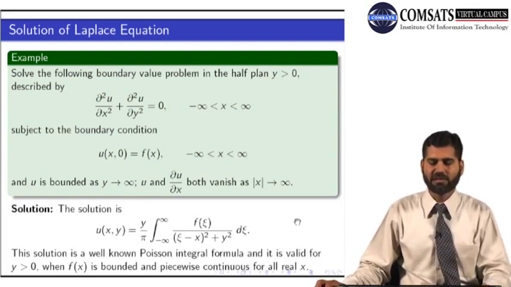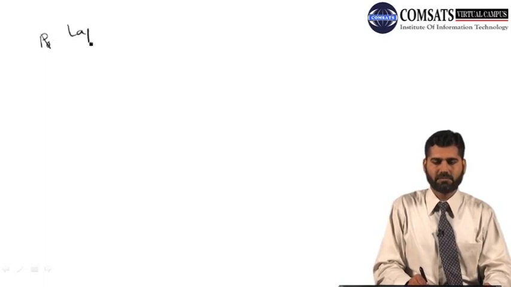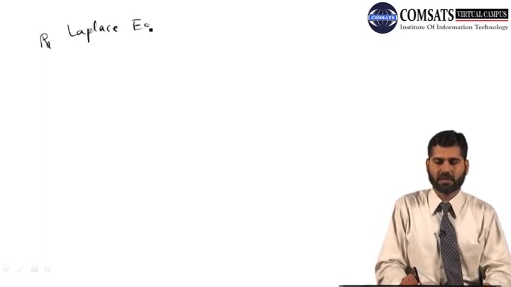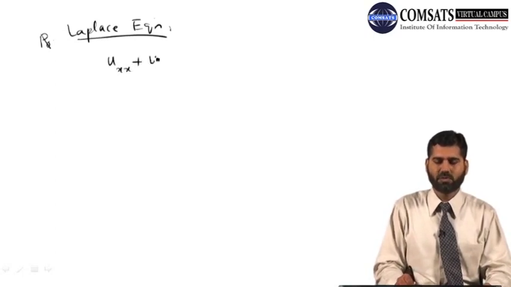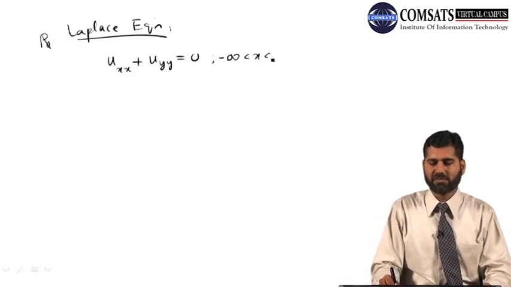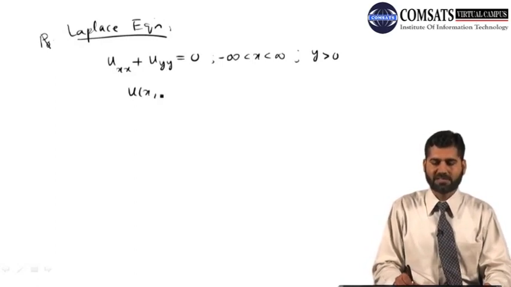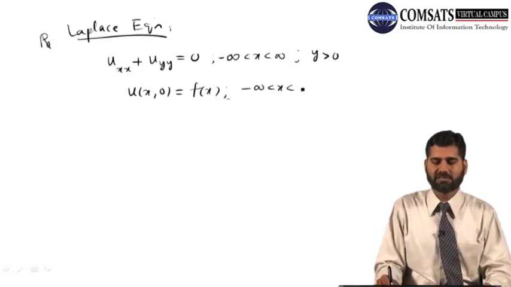By using Fourier transform, we will arrive at this integral. Let's see how we get this. So our equation is the Laplace equation, right? u_xx + u_yy = 0, with x going from minus infinity to infinity and y positive. The condition given is that at y equal to 0, we have f(x), where x is from minus infinity to infinity.